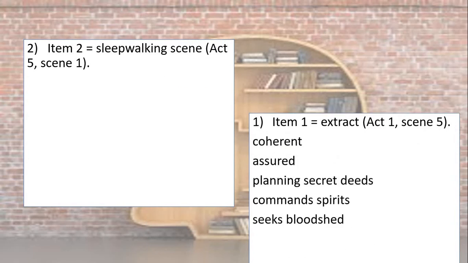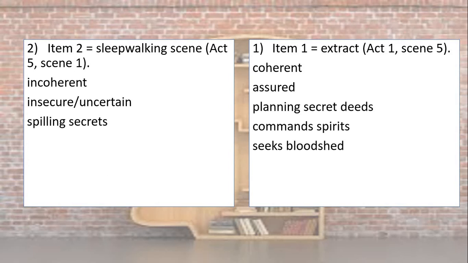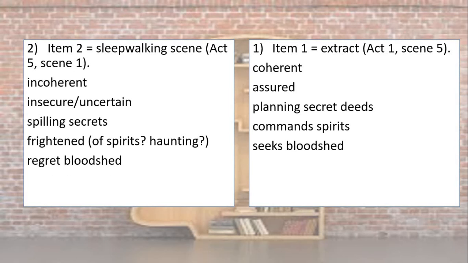So I'm going to look at what I've used for item 1's uniqueness and begin to base my thoughts of how item 2 is unique on that. So I've decided that here she seems incoherent, unlike in item 1. She seems insecure or uncertain, and here she's spilling secrets. And she seems frightened, maybe of spirits or of their haunting her, maybe of hell, and she regrets the bloodshed she once planned. So you can see how I've made links across the two, but I've also highlighted what seems different and unique about each one.